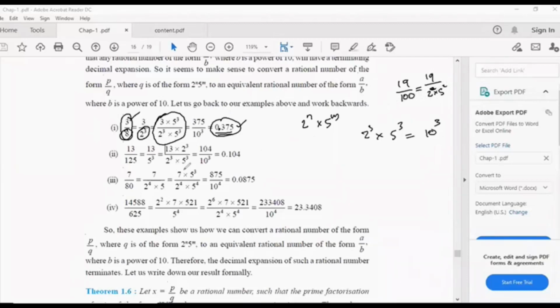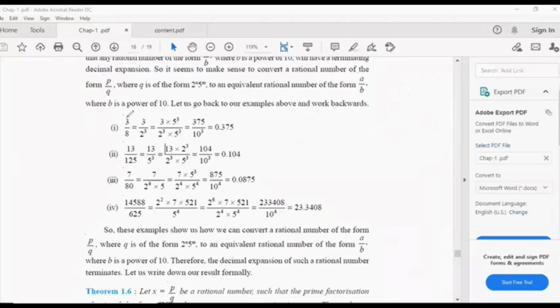Okay, so come back to these examples again. 3 by 8 is a rational number whose denominator 8 can be written in the form 2 raised to n into 5 raised to m. So 8 can be written as 2 raised to 3 into 5 raised to 0. So we can say the denominator q, here q is 8, can be written in the form 2 raised to n into 5 raised to m. Then the decimal form of this rational number 3 by 8 is terminating.